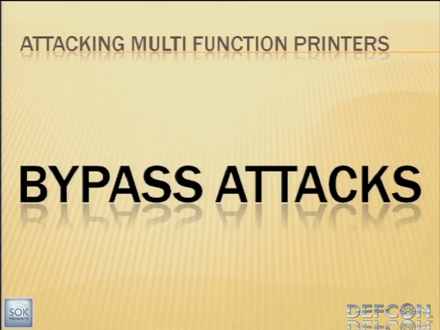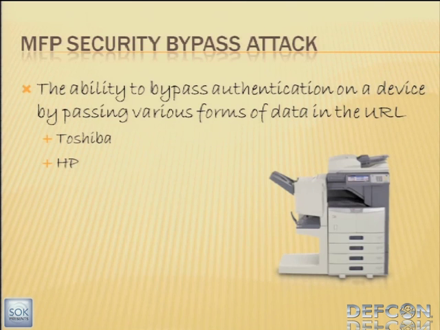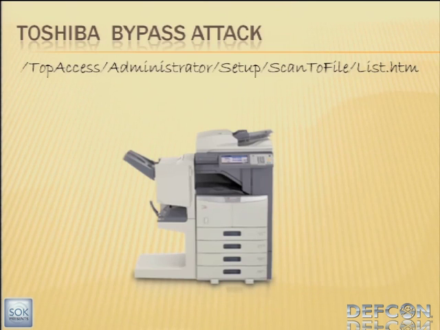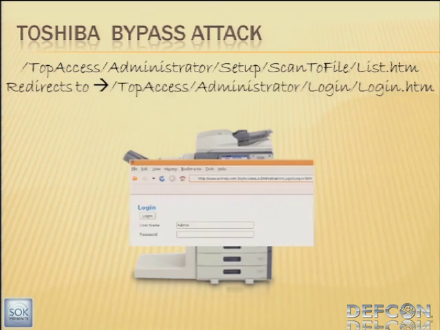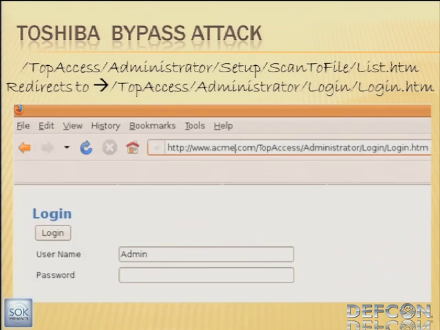So the first one I want to talk about is the bypass attack. This is the ability to bypass the authentication on a device by passing various forms of data in the actual URL. We got two examples we're going to show today, and that's the TOSHIBA and an HP. So on the TOSHIBA, if you look at this URL, this would give us access to the scan file configuration page on that printer. If you enter this URL in, the TOSHIBA is going to redirect you to a logon page.